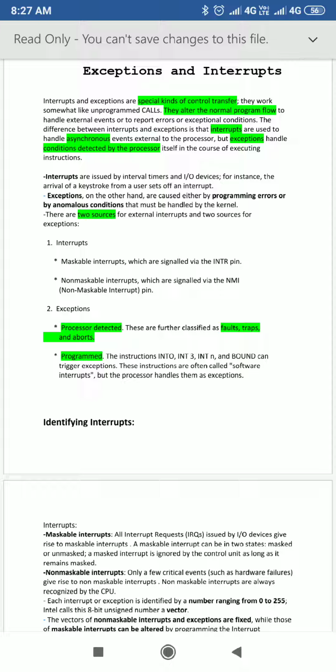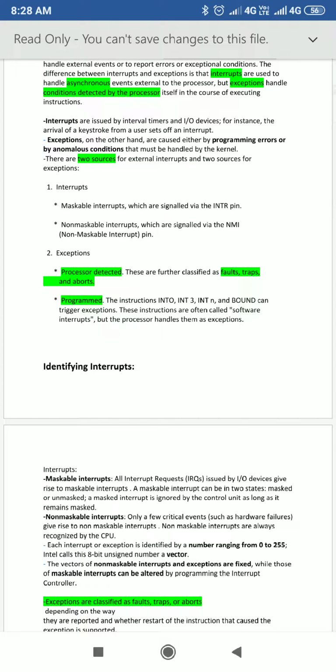For example, if your processor is executing a particular program and by mistake it finds a program instruction like divide by 0. As we all know, when we divide any number by 0, the answer is infinity. But instead of showing infinity, the processor will generate an exception or error, that is, the divide by 0 error. Got it?